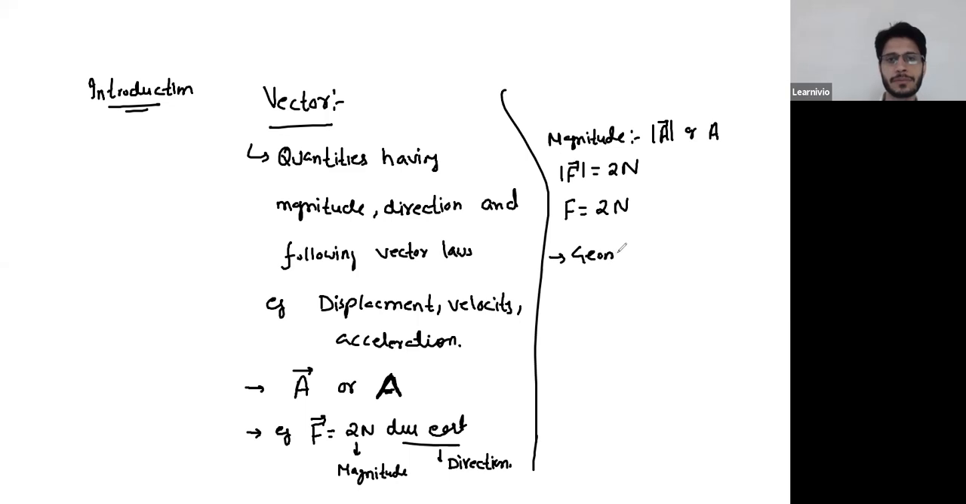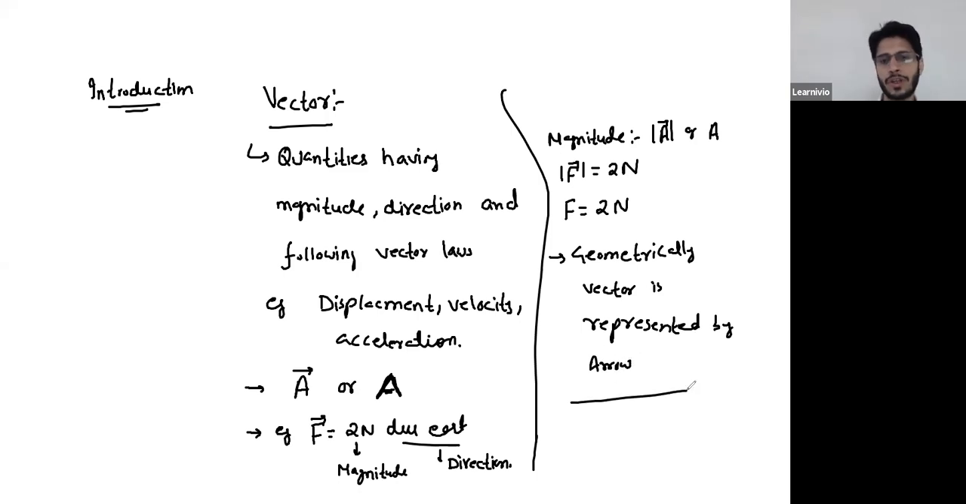Geometrically, a vector is represented by an arrow. So we can represent a vector by an arrow geometrically. This is known as the head of the vector, and this is known as the tail of the vector. This is the head and tail of a vector. This is how we represent a vector geometrically. Okay, just note it down.